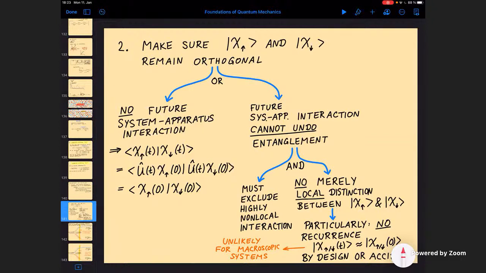Well, the first thing you have to make sure is, or what you could make sure is, that there is never any future system apparatus interaction. So that's the left branch. So there are these two possibilities, either the left or the right, that are sufficient to make sure that they remain orthogonal. So on the left side, we say, yeah, let's just assume there are no future system apparatus interactions. Why is that sufficient? Well, that's the little calculation we had before, but we can go through it again. Let's look at the overlap at some later time, far after the measurement has happened.